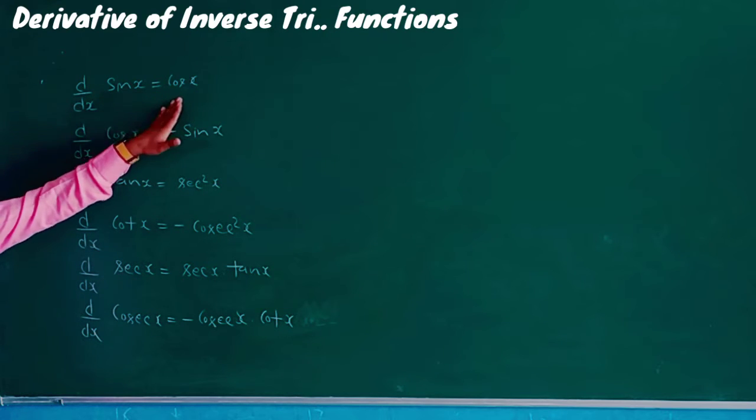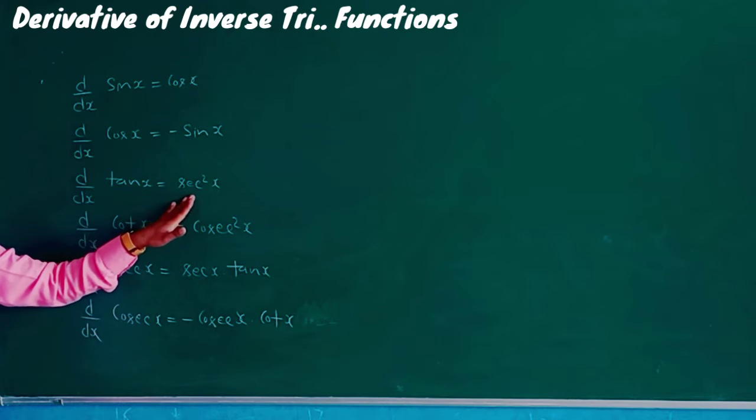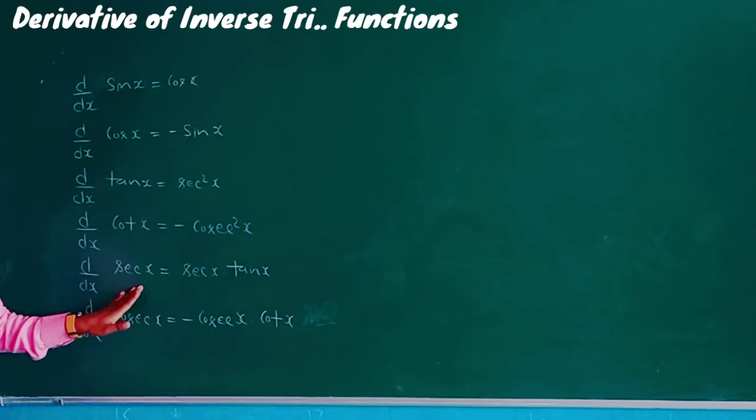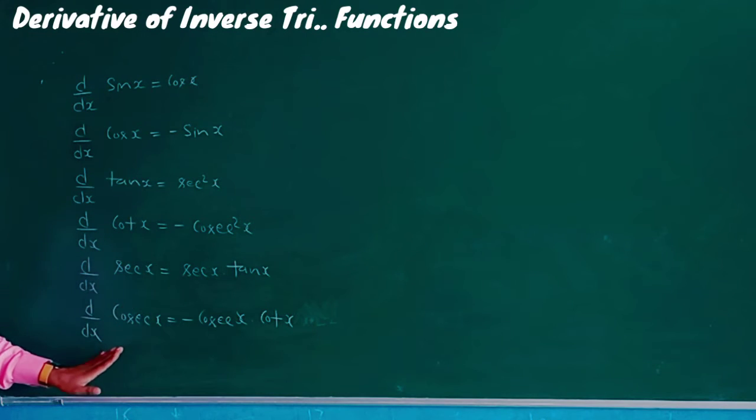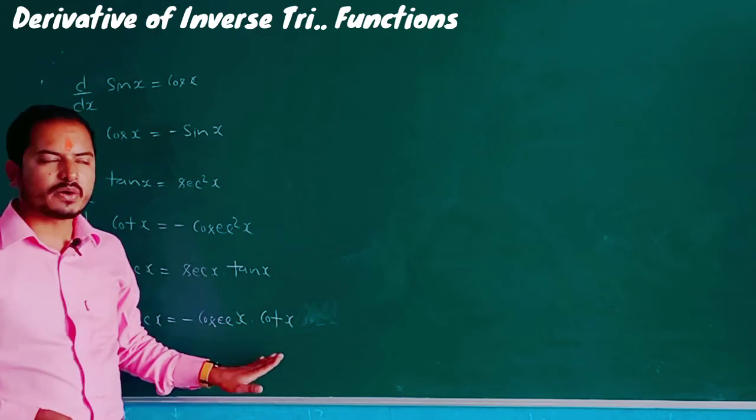Derivative of sin x is cos x, derivative of cos x is minus of sin x, derivative of tan x is sec square x, derivative of cot x is minus of cosec square x, derivative of sec x is sec x into tan x, derivative of last trigonometric function cosec x is minus cosec x into cot x.